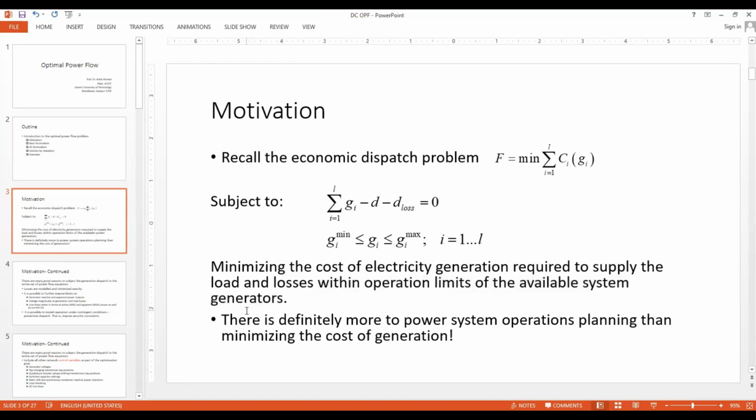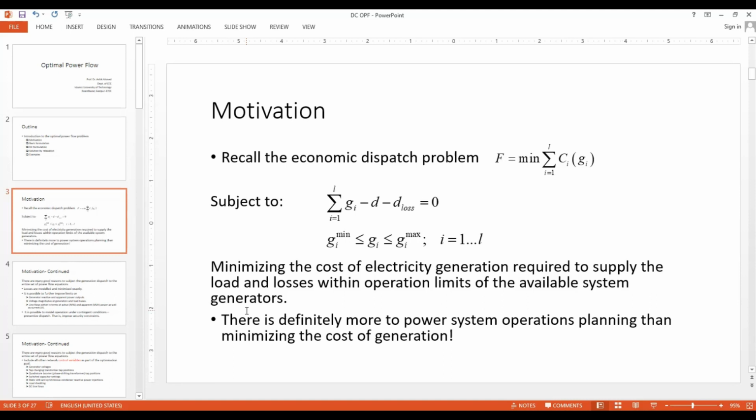But if we want to obtain a few more pieces of information from our power system network, then as a power system operator or power system planner, we have to think beyond this economic load dispatch. By this I mean just simply thinking about minimizing the cost of generation may not be enough to provide us knowledge about a few more variables of our power system network.